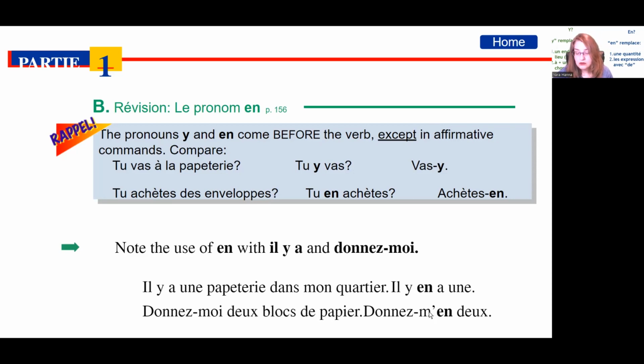Donnez-moi. And then we keep the number at the end. Donnez-moi 2. Donnez-moi 3. So, give me 2 of it. Give me 3 of it.